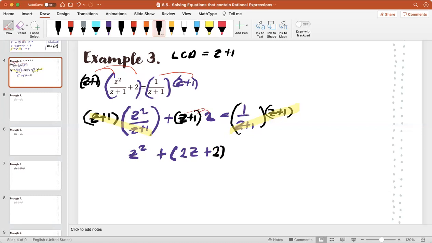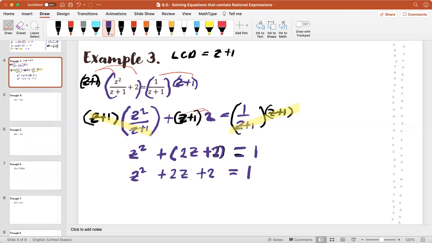Are we changing sign inside the parentheses? No, because it's plus, so no change there. And that's equal to 1. So no change needed inside the parentheses. Since we have an operation that's plus, we simply copy plus 2z, same sign, plus 2 equals 1.